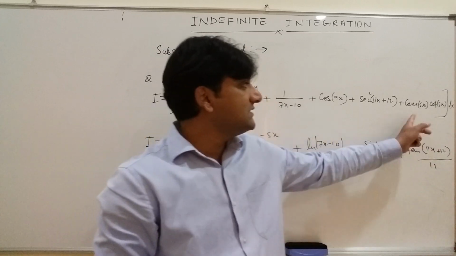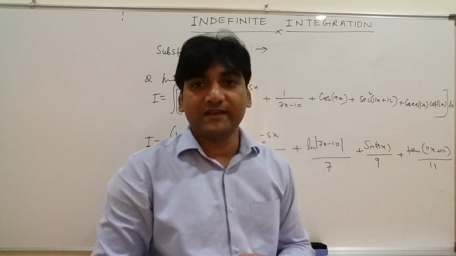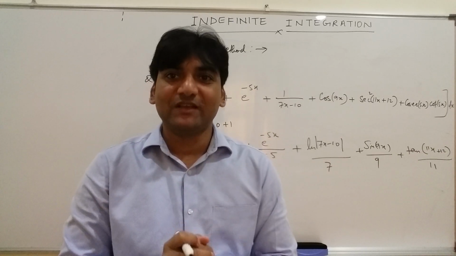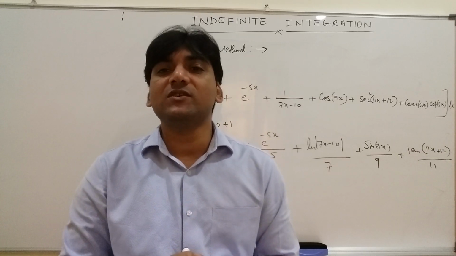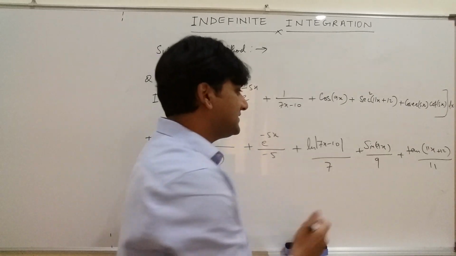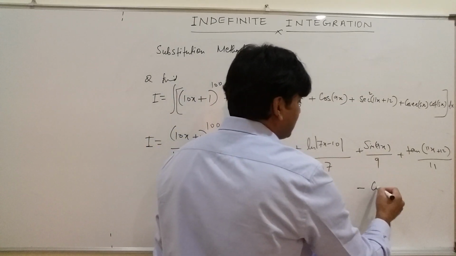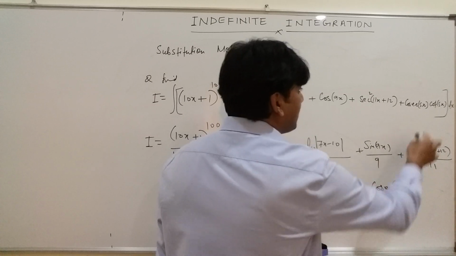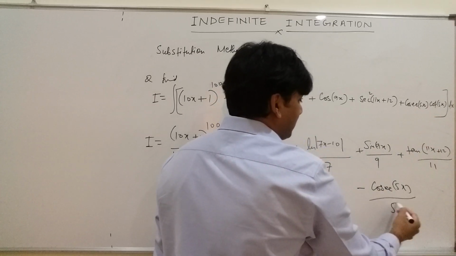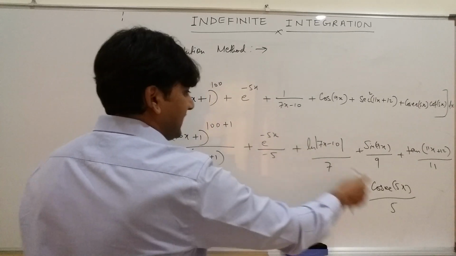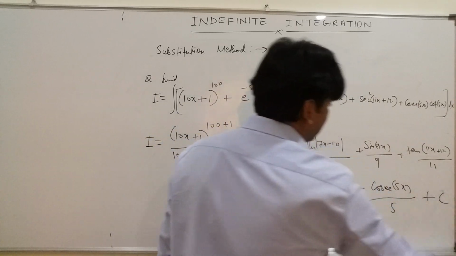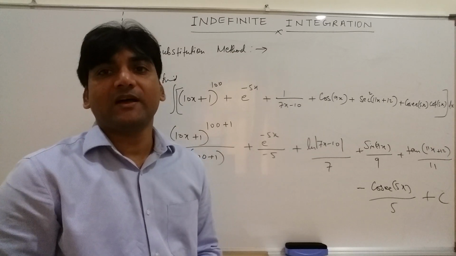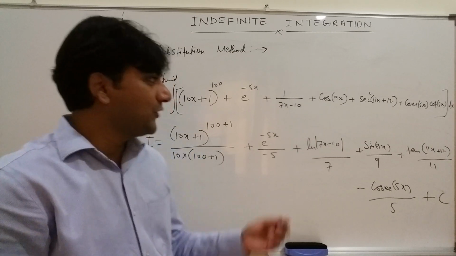Okay, now this is cosec 5x cot 5x. So now you have to recall that cosec x cot x integration was minus cosec x. So this time it would be minus cosec 5x, but the x coefficient is 5, so here it will be 5. So this is the integration, and we have to add plus c, because we always add c after integration. So I hope you understood.